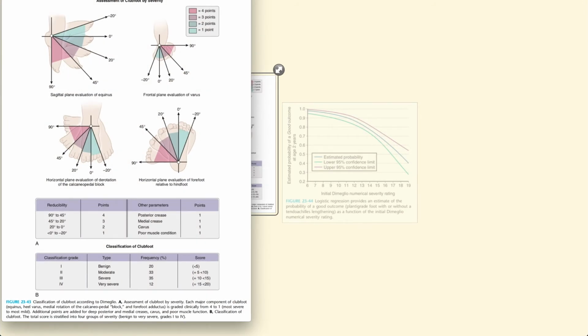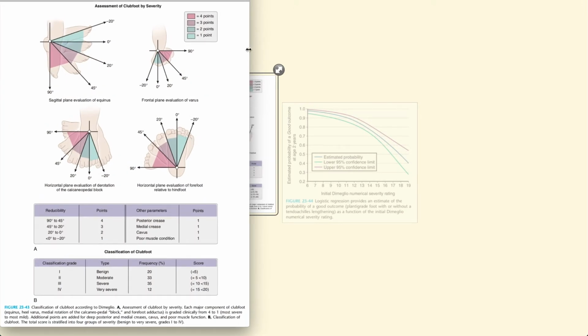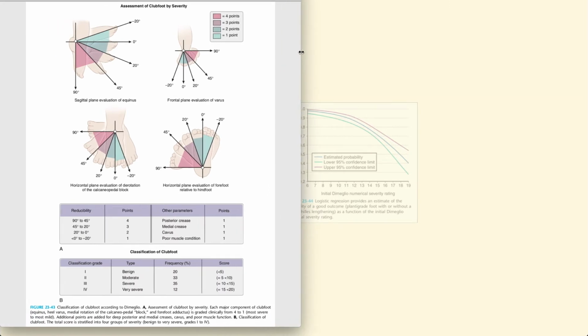So in the Dimeglio type, the assessment of the clubfoot severity is done in various planes. You could see here there are 4 pictures depicting 4 different types of planes. The first is the sagittal plane evaluation of the equinus component of deformity, the frontal plane which evaluates the varus points of deformity, and then there's the horizontal plane which evaluates the derotation of the calcaneopedal block, and the last would be the horizontal plane which evaluates the forefoot in relation to the hindfoot.